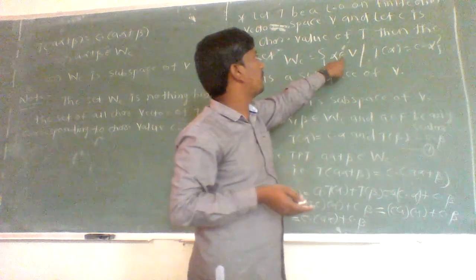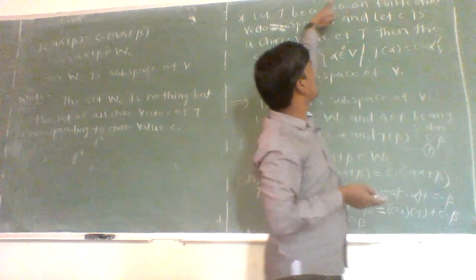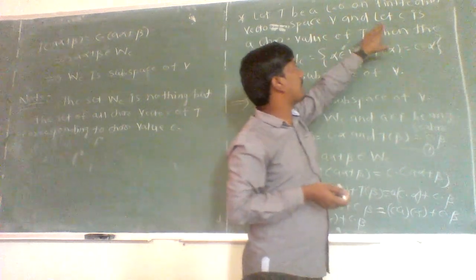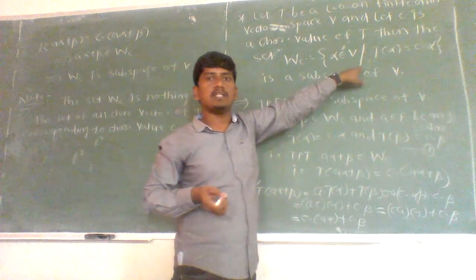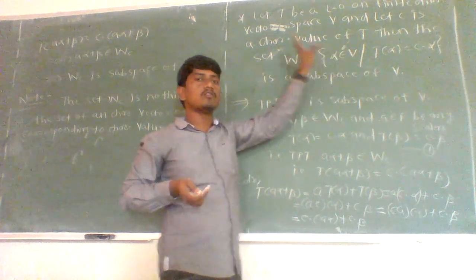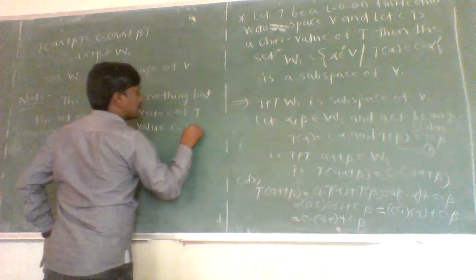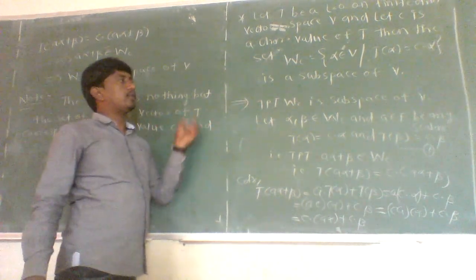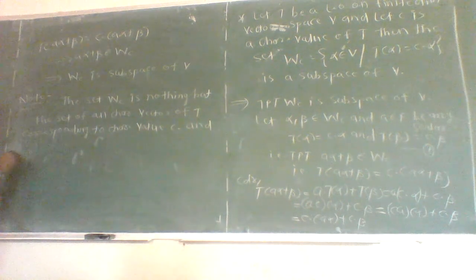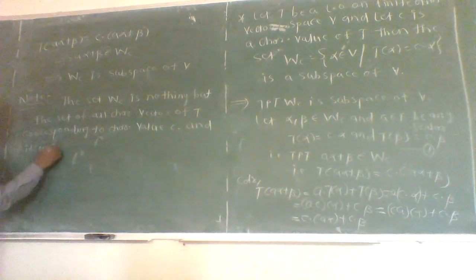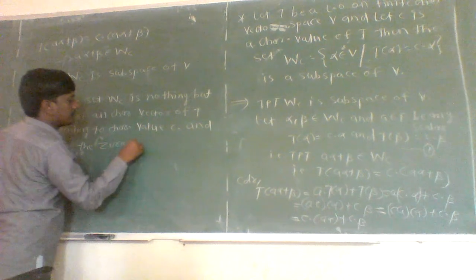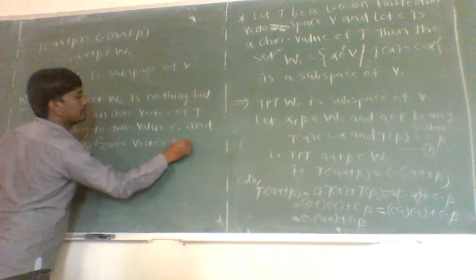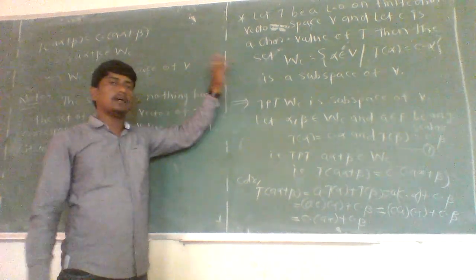As here WC is nothing but the set of alpha belonging to V such that T of alpha equals C alpha, where C is the characteristic value of T, then by definition of characteristic vector, this WC is nothing but the collection of characteristic vectors of T corresponding to characteristic value C. And we know that the zero vector is always included, and it includes the zero vector also, since the zero vector is always a characteristic vector.